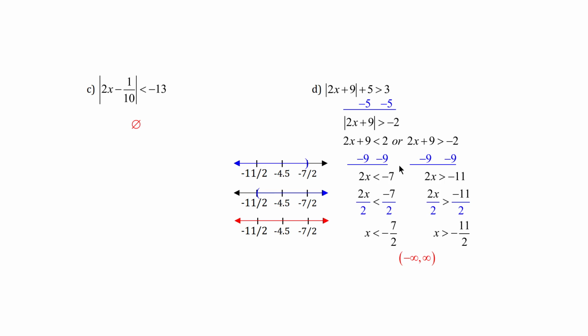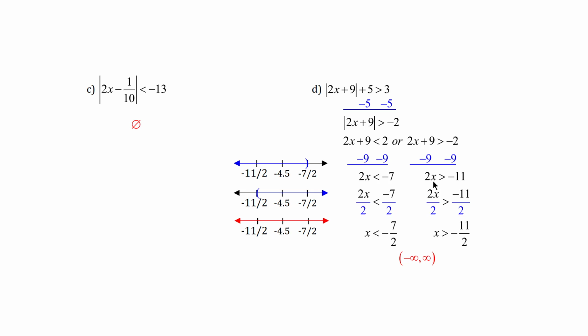Moving on to the second inequality, we get rid of the plus 9 by subtracting 9 from both sides. Simplifying the left-hand side, plus 9 minus 9 cancels out, and we bring down the 2x. On the right-hand side, minus 2 minus 9 gives us negative 11. The result is 2x greater than negative 11.